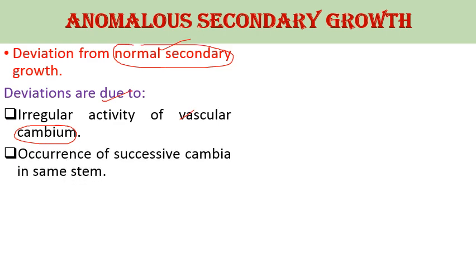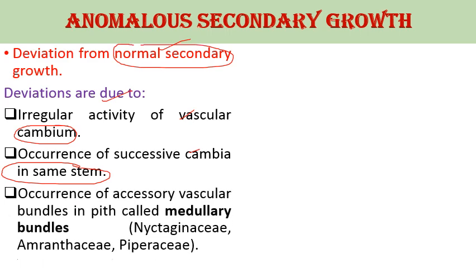Then occurrence of successive cambia in the same stem. Again, this is a reason for deviation from normal secondary growth. Then occurrence of accessory vascular bundles, which are called medullary vascular bundles when they are present in the pith region. For example, families like Nyctaginaceae, Amaranthaceae and Piperaceae have vascular bundles found in the medullary region, means the central region. So there is an anomaly or abnormality from the normal vascular bundles.